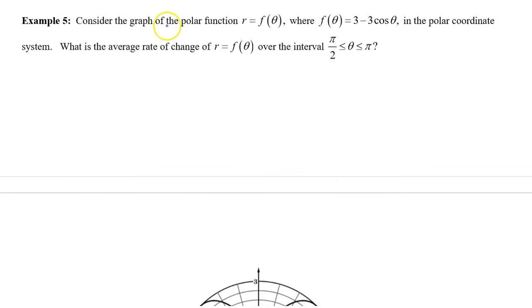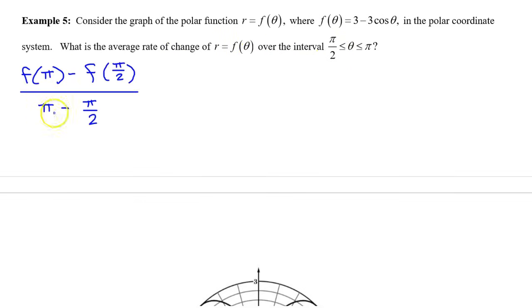Example 5. Consider the graph of the polar function r equals f of theta, where f of theta is equal to 3 minus 3 cosine theta in the polar coordinate system. What is the average rate of change of r equals f of theta on the interval from pi over 2 to pi? First, we must show the setup. The average rate of change of f on the interval from pi over 2 to pi will be given by f at pi minus f at pi over 2 divided by pi minus pi over 2.